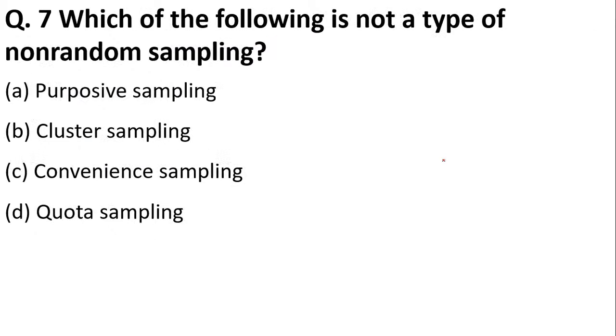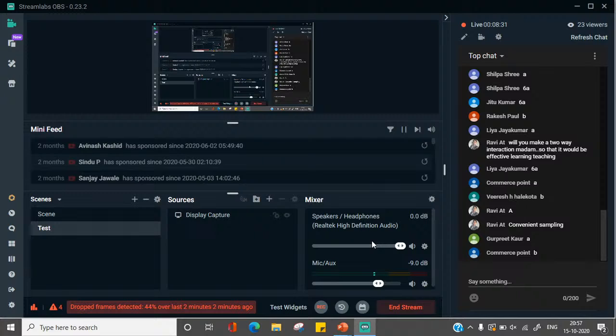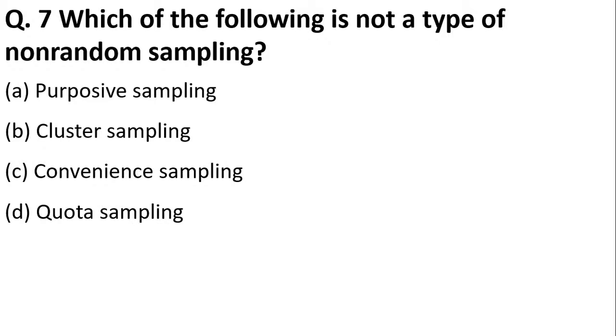Which of the following is not a type of non-random sampling? Okay, is the screen visible?